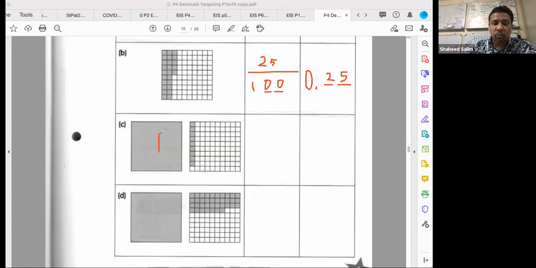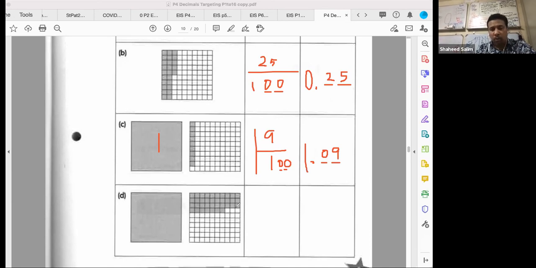The same thing down here now. We do it as a fraction. There's 1 whole here. We write 1 whole. And we count 1, 2, 3, 4, 5, 6, 7, 8, 9. 9 out of 100. So how to write it as a decimal? As I said, there's 2 zeros here. Give it 2 blanks. Write the 9 at the last space. Down here, write 0. If there's 1 here, you write 1. So 1.09.